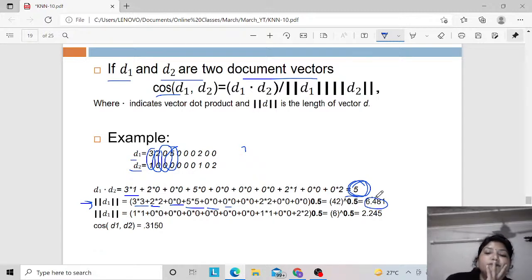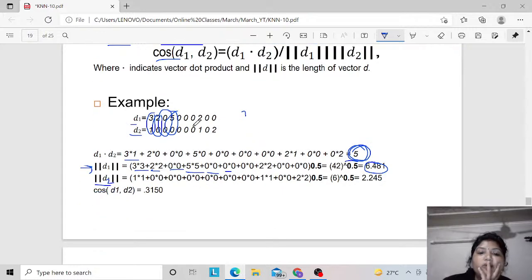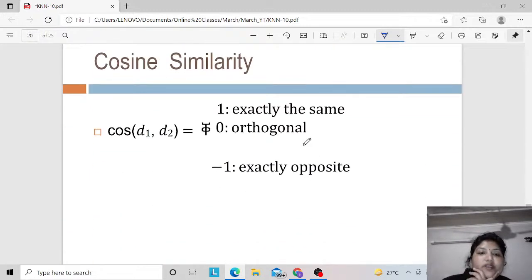Then we have your next document vector, that is 1. So 1 into 1 plus 0 into 0. So this is my document vector 2, right? Document vector 2. And then you put the cosine of d1 and d2. Whatever you get, that will be your value, that is 0.3150, right? 1 exactly the same, 0 orthogonal, and minus 1 exactly opposite.